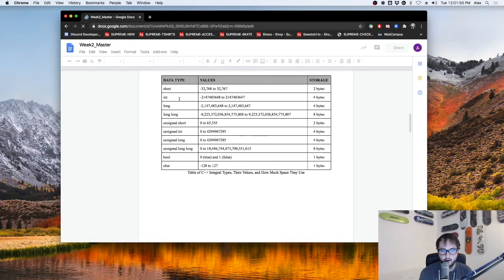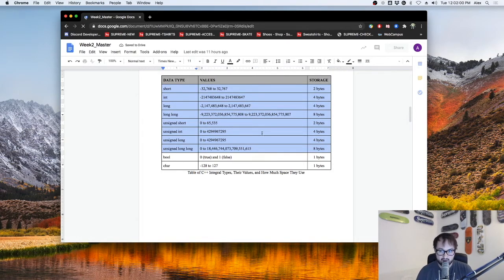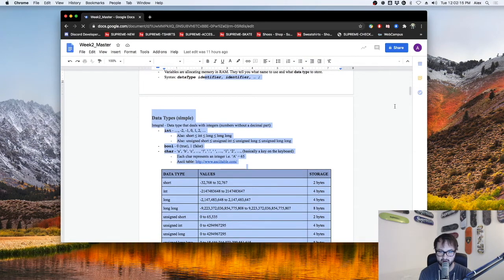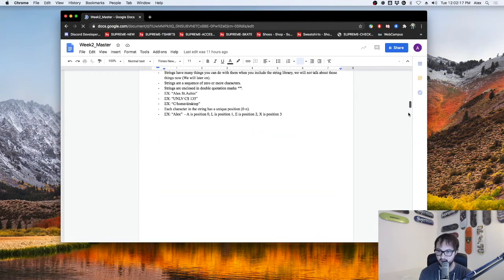So here are all the integer types we were talking about a minute ago. And you were like, Alex, what is all this less than equals stuff? This is what we're talking about with less than equals. So a short, if Google Docs would click on it, a short is going to be 2 bytes. And wow, this is just terrible. I can't do anything.